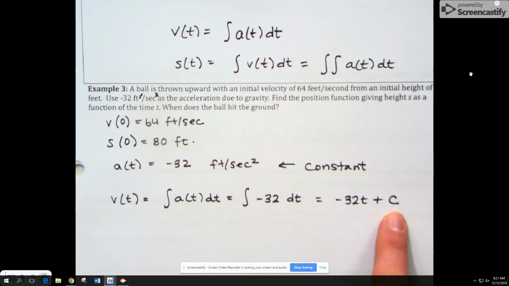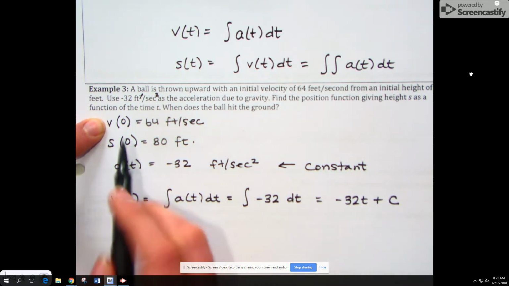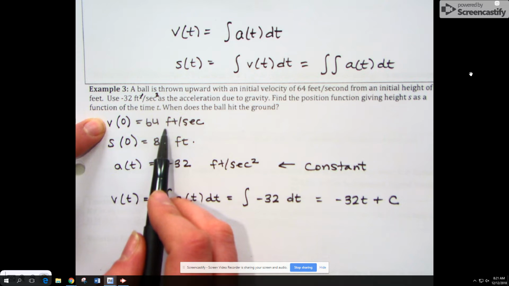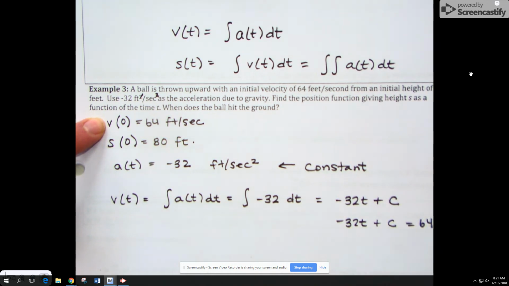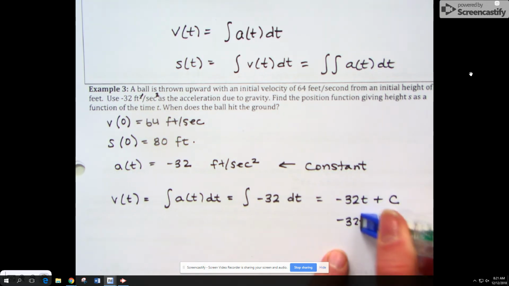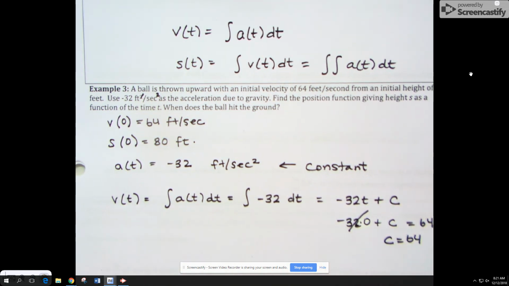I need to find my c before I can move on so that I don't just have that antiderivative. I need to know the exact value, and I'm going to use my initial velocity at 64. If t is 0, right, then I know I'm supposed to get 64 for the velocity. So that would mean that negative 32t plus c is equal to 64. I should have gone ahead and plugged in while I did that, right? My time is 0 because it's my initial velocity, and so my c is simply 64.